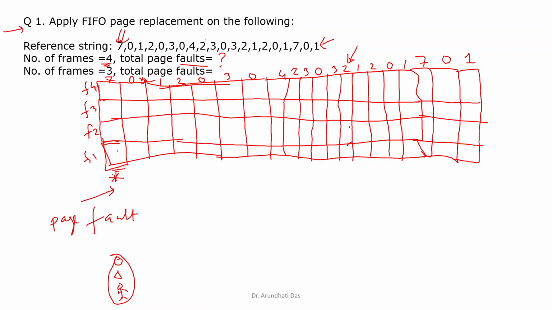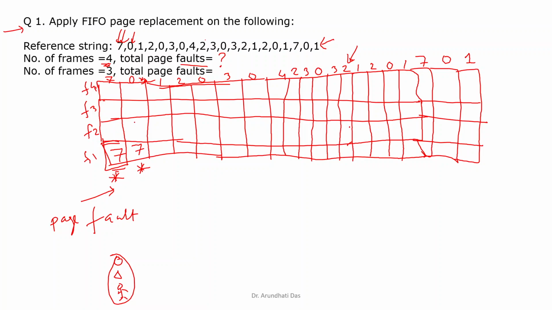Page fault has occurred, so now I will insert 7. That means 7 has been brought on demand from the secondary memory to the main memory. What is the next request? The next request is 0. Is 0 there in the main memory? No. So again a page fault will occur, but 7 is already there, so I will write 7 in frame 1 and continue.